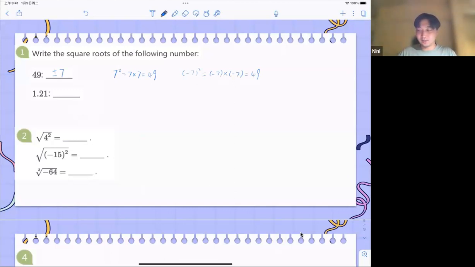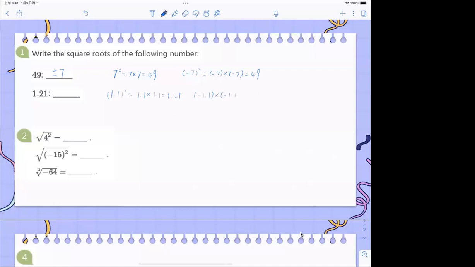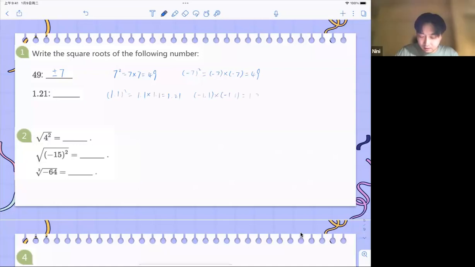Okay, so let's move on to our next question. Our next question is 1.21. So you may know that 1.1 to the power of 2 is 1.1 multiplied by 1.1, that is 1.21, right? But also the same as our first one here, negative 1.1 can also be written this way. So that is also 1.21. So actually we got 2 answers for this one as well.